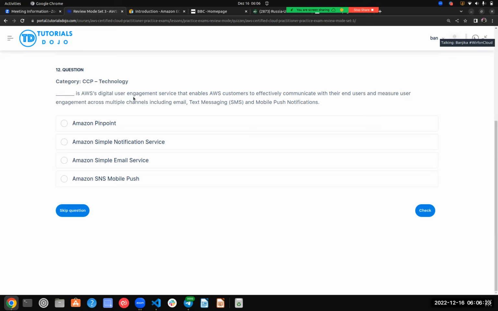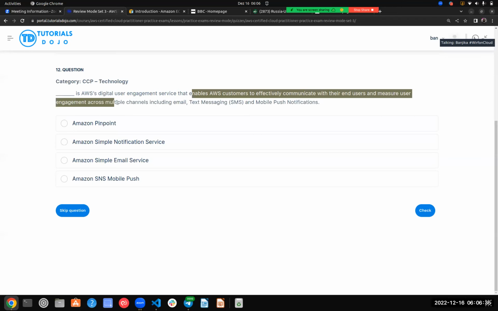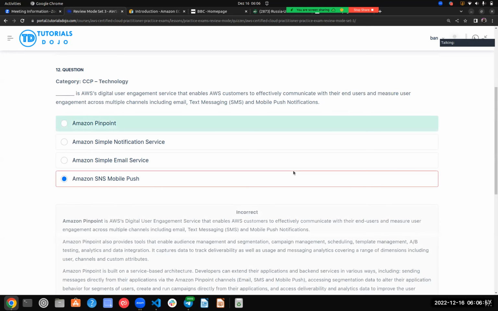Or you want Edwin to try? It's a bit confusing. So remember, it enables AWS customers to communicate with end users and measure user engagement across multiple channels. I think it's the SNS mobile push. Simple Notification Service mobile push. Yeah, D. All right, let's see. It's Pinpoint. Yeah, I was thinking of Pinpoint, but I wasn't sure.